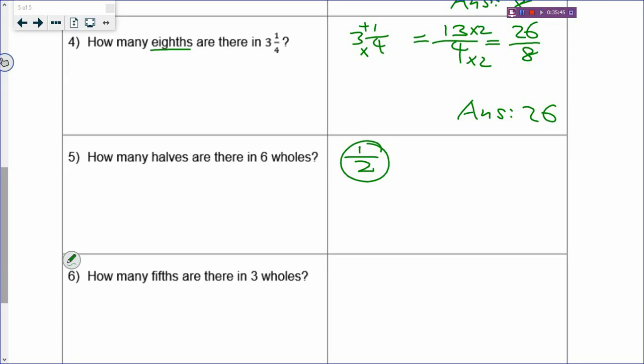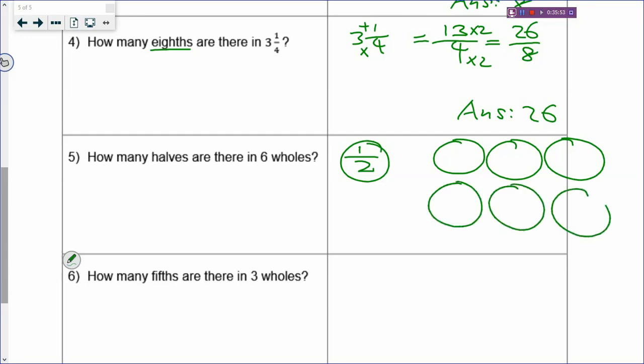Now, half. So okay, let's draw a circle, for those of you who maybe are not so sure. So there are 6 wholes, 6 complete circles. Then you cut the circle into half. So how many halves are there? Then you count all the semicircles. How many halves? There will be 12. So there are 12 halves.